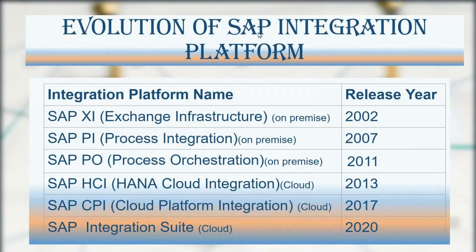Now the evolution of the SAP integration platform: first they introduced SAP XI, Exchange Infrastructure, in 2002. Next they renamed it PI/PO for rebranding purposes, and there were also some major updates to the tool, released in 2007. Next, Process Orchestration in 2011, and HCI, HANA Cloud Integration, in 2013. Later they renamed it SAP CPI, Cloud Platform Integration, in 2017. Now it is called SAP Integration Suite, a combination of multiple integration capabilities.